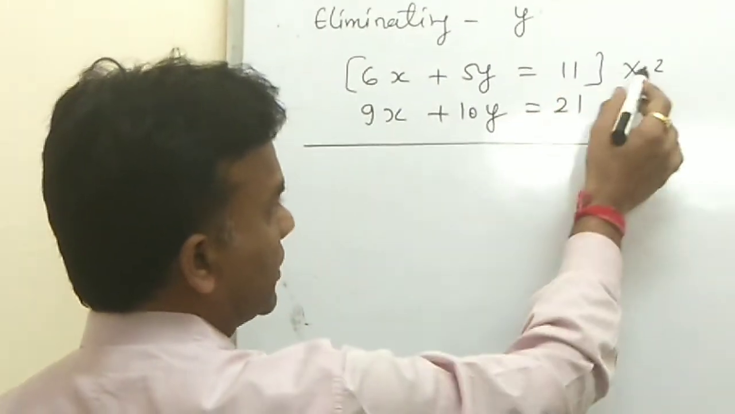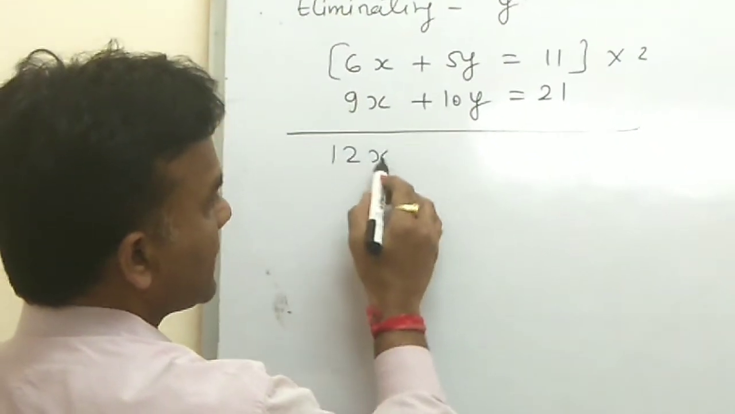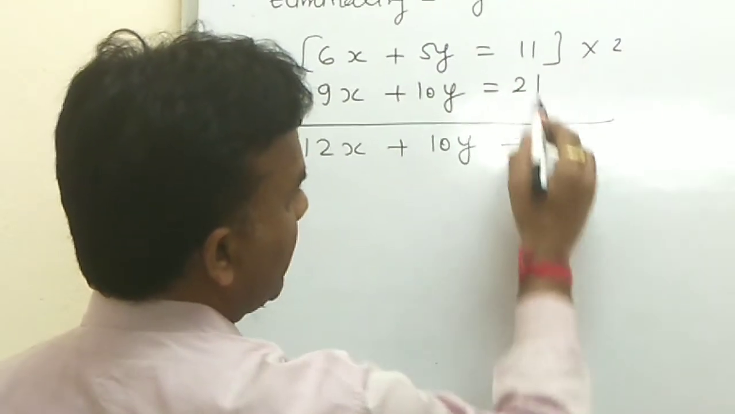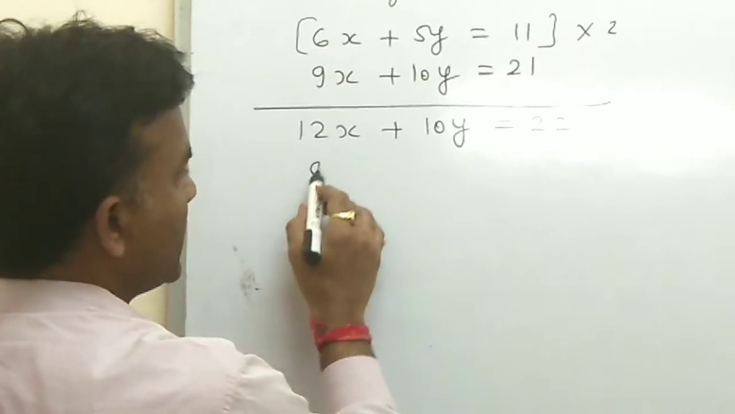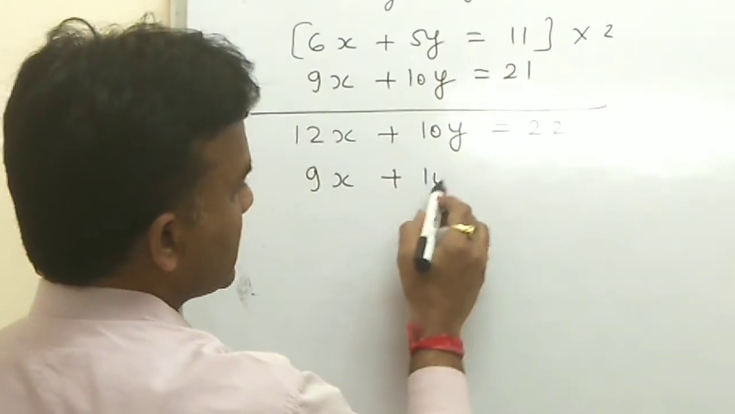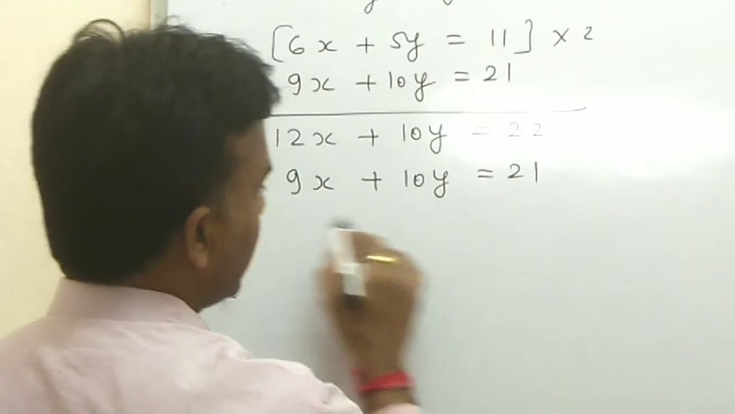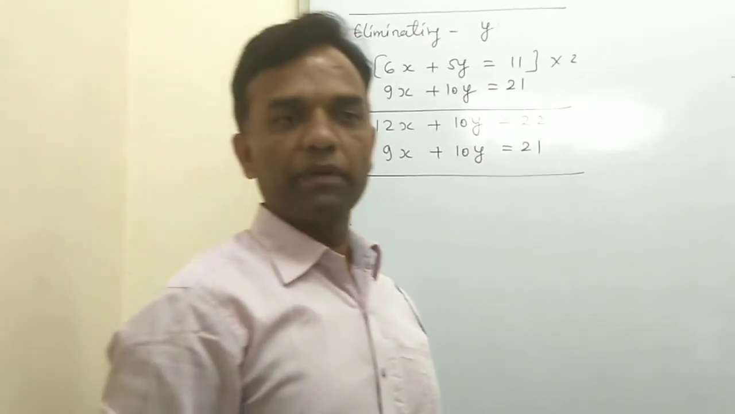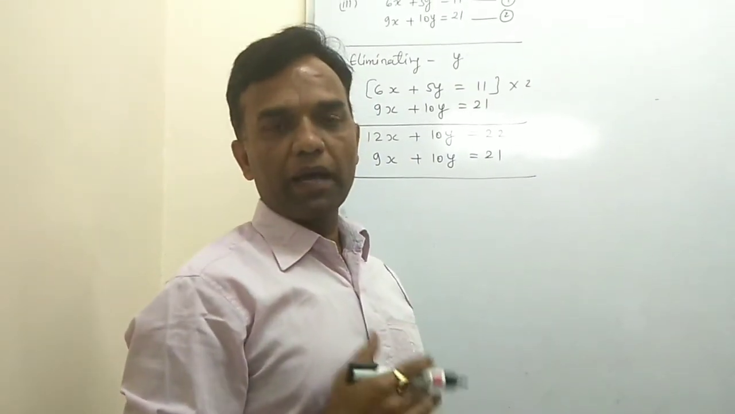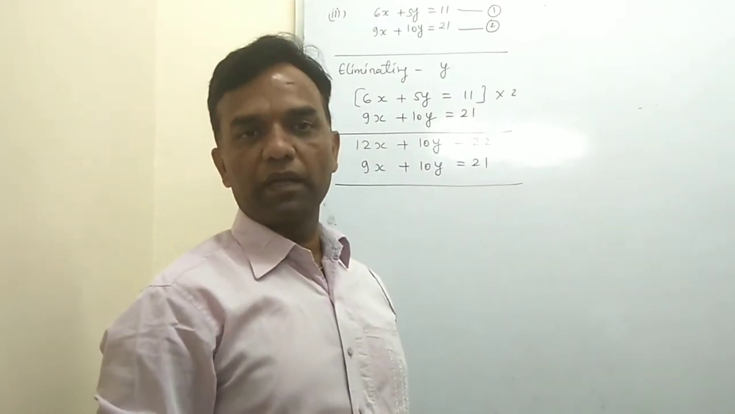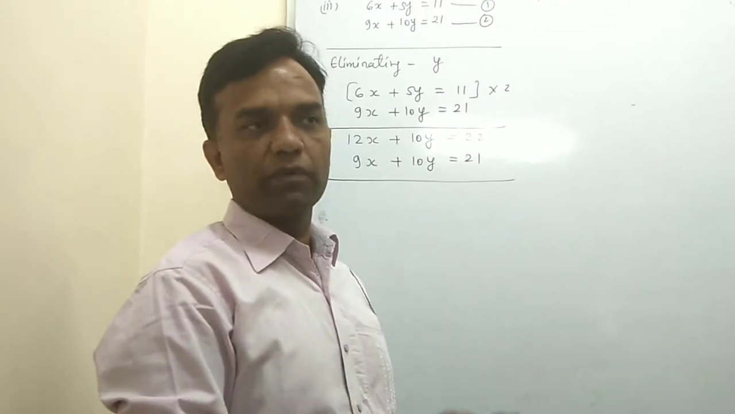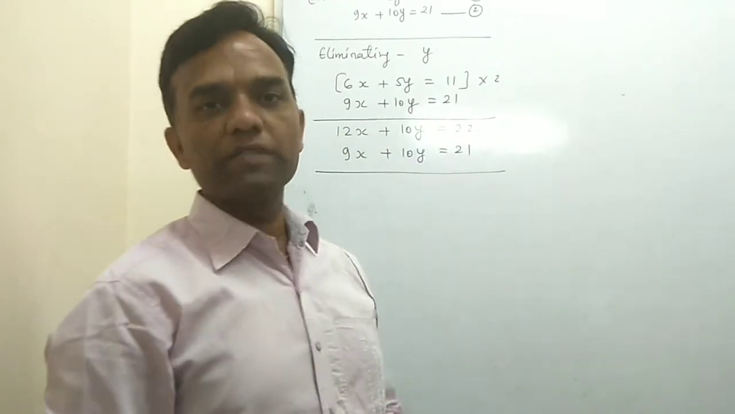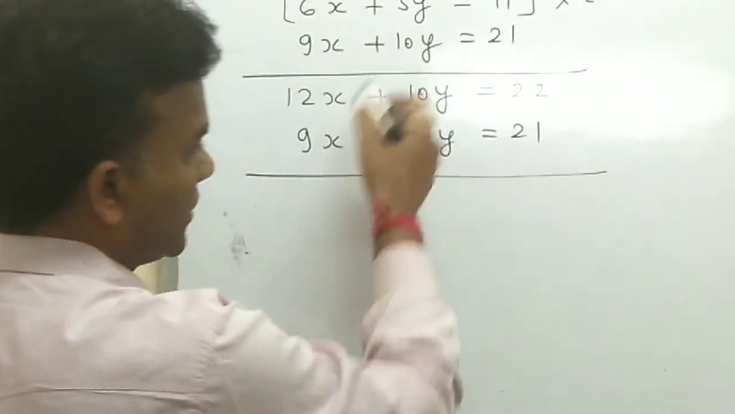So now multiplying here, 2 6s are 12x and 2 5s are 10y and 2 11s are 22, and there is no change in this equation: 9x plus 10y equal to 21. So remember this point, always first see the condition of the variables' coefficients. If you multiply by another number, that is also possible. It is not compulsory to multiply the coefficient of the second equation into the first, or the coefficient of the first equation into the second.